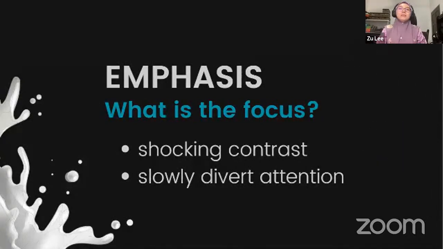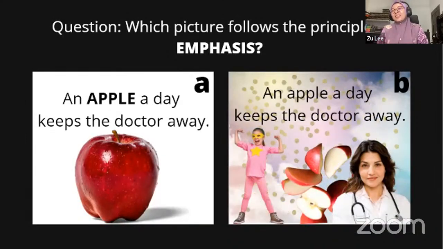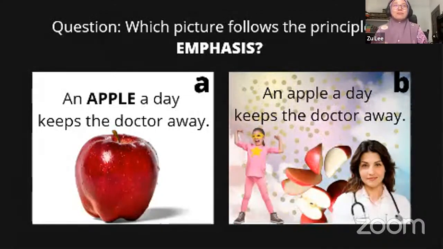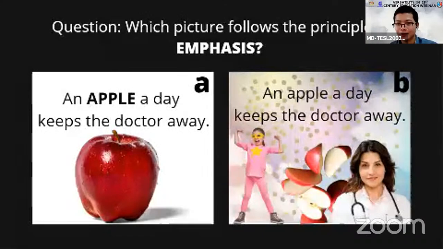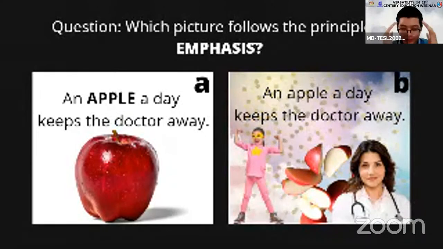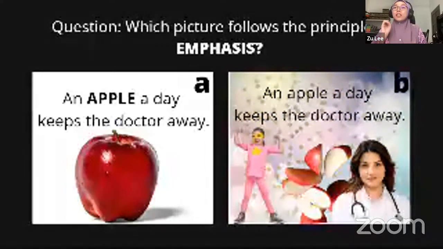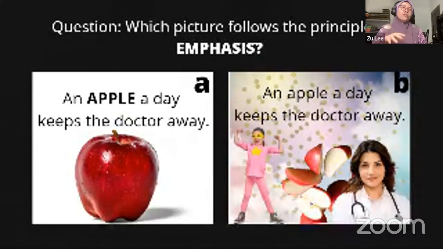So this is an example. Nathan, which one makes you feel like there's an emphasis? B would explain it in picture form, but in A, it just says apple. When we look at A, it's oh, apple. Yes, because I really want you to focus on the word apple. That's why I bold the word apple, I changed everything to caps lock, and I give a big picture of an apple there.